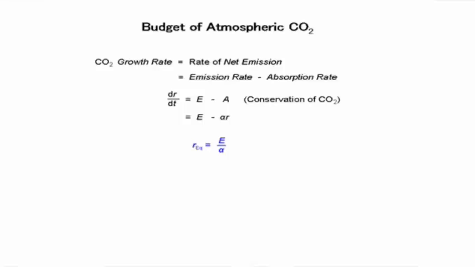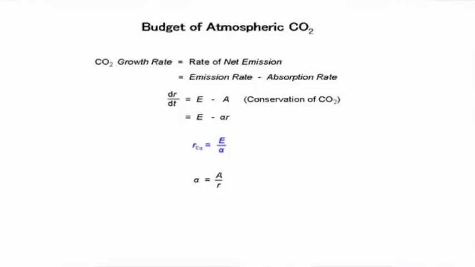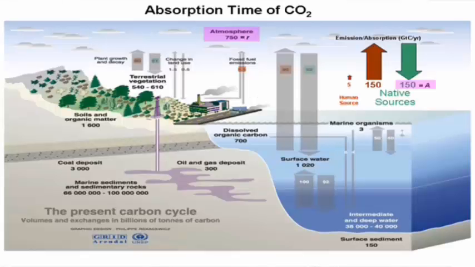Alpha is just the absorption, scaled by CO2 mixing ratio, R. We know R. We don't know global absorption, A. The IPCC thinks it does. A is 150 in gigatons of carbon per year. R is 750 in gigatons of carbon. The absorption efficiency is then 5 years to the minus 1, an absorption time of 5 years.